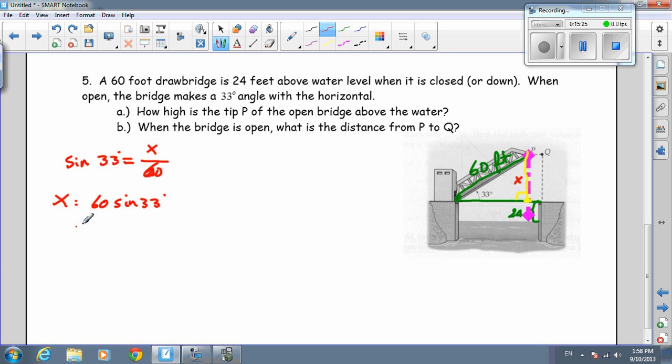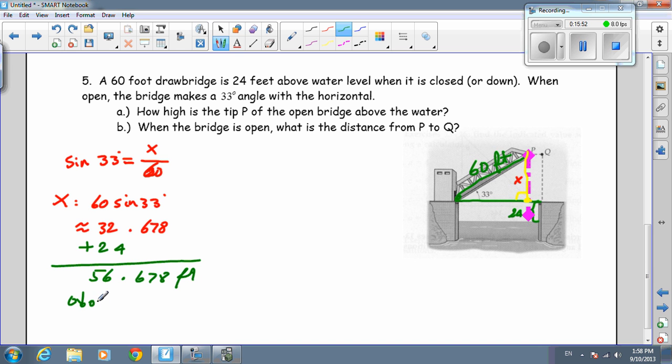And if you compute this, you will get an approximate value of 32.678. That's just the x value. Now, to this value, you will go ahead and add the 24. And if you add 24 to this, you get the distance of this pink line, and that is exactly 56.678 feet above water. All right, that's just for A, by the way.